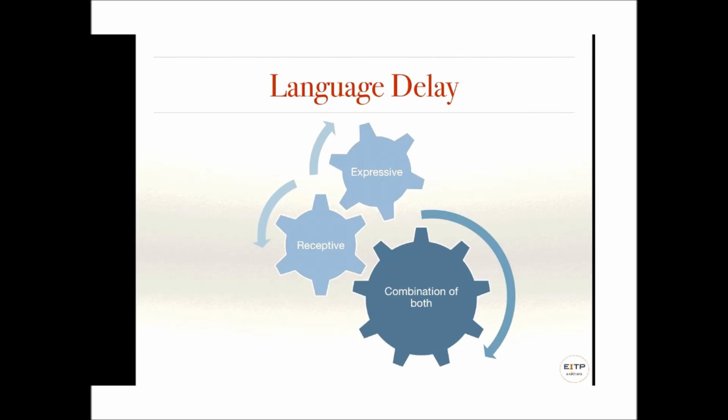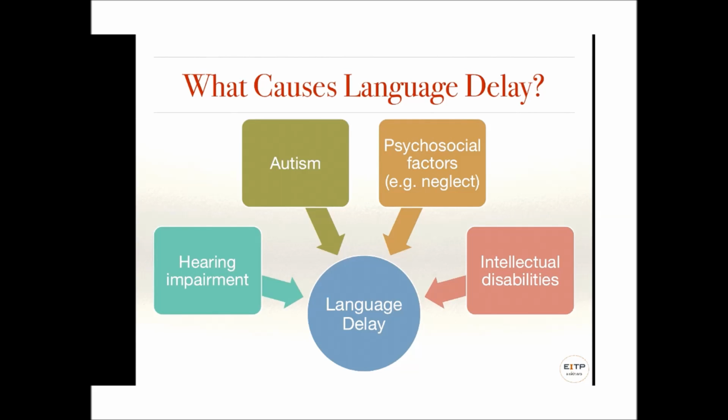So, this just depicts that language delay can be an expressive language delay only, a receptive language delay only, or a combination of both. And let's review, if you've not seen some of this before, what causes a language delay in children. It can be more than one factor contributing. There are some very obvious ones, and then there are very subtle ones as well, or just unknown causes. But there's autism, and there could be psychosocial factors such as neglect. Even the lack of exposure and stimulation can cause language delay, hearing impairment, intellectual disabilities, just different things causing that language delay in children.